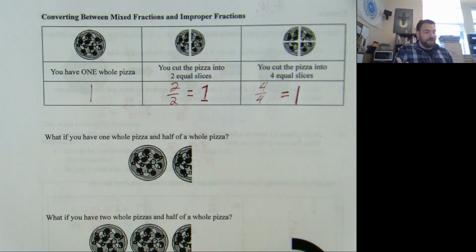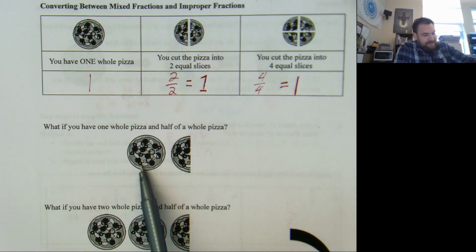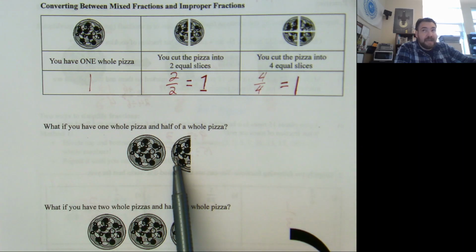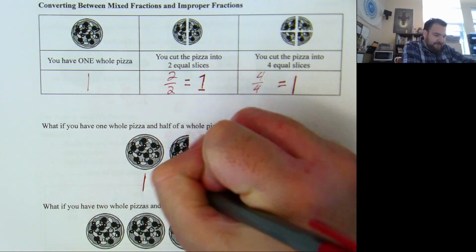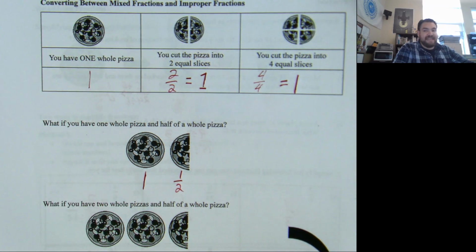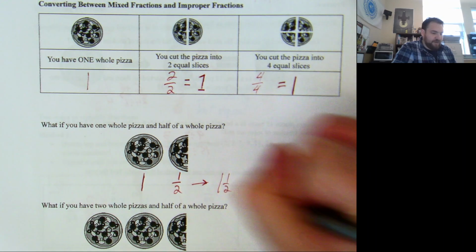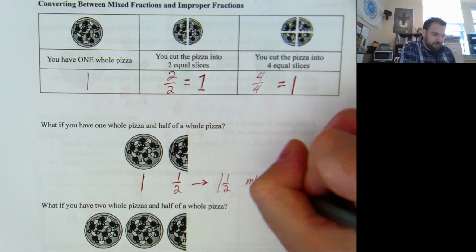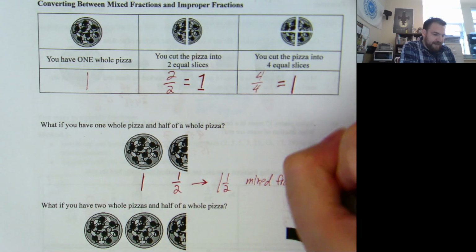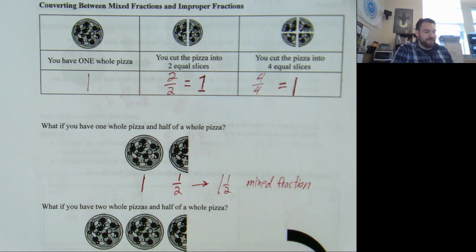But what if I have multiple pizzas and not all of the pizza? So something like this. If I have a whole pizza and a half a pizza, I can represent this as 1 whole pizza and 1/2 of a pizza. This, we don't write them so far apart. We call it 1 1/2, and we call this a mixed fraction. We've seen it already. We've looked at it. Now we're going to convert back and forth between them.